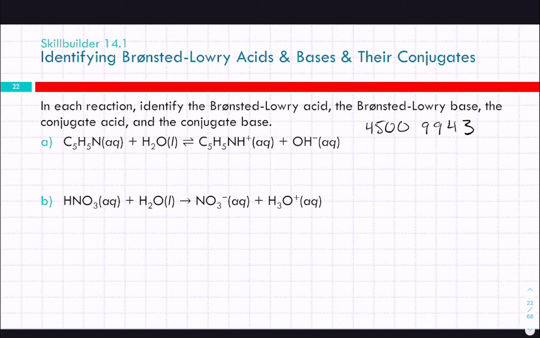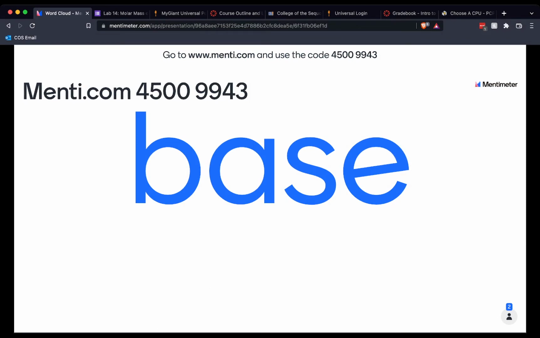So we essentially just, I don't want to do this. All right, so this is, yeah. All right, we got two in there. It's funny when you have a word cloud with one word because it's just one really big word.